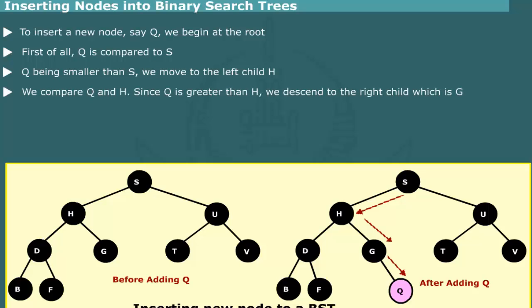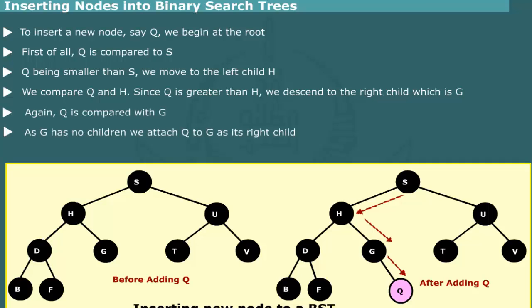We compare Q and H. Since Q is greater than H, we descend to the right child which is G. Again, Q is compared with G. Since it is greater than G and G has no children, we attach Q to G as its right child. Notice that after insertion of Q, the binary search property is preserved.